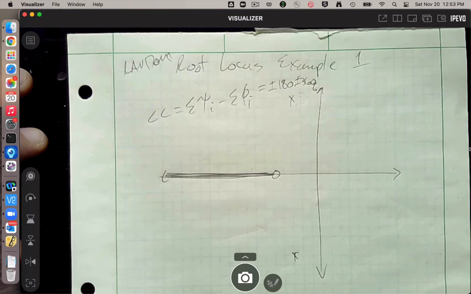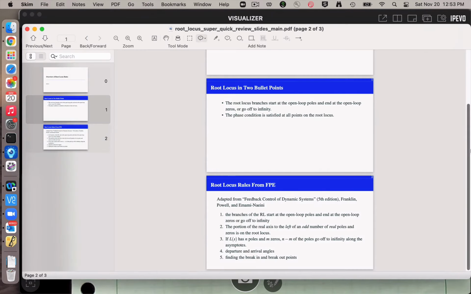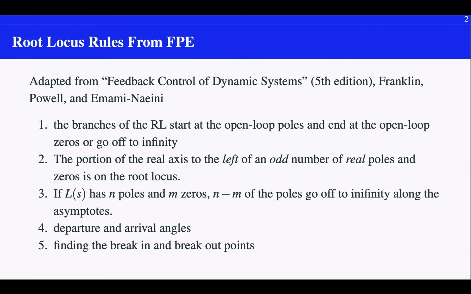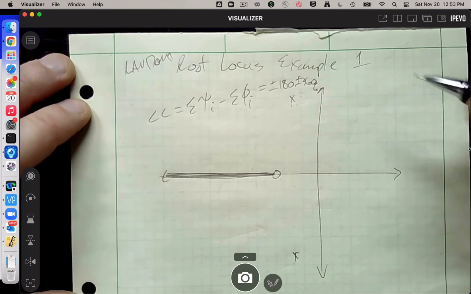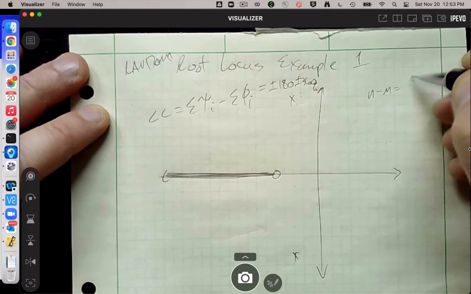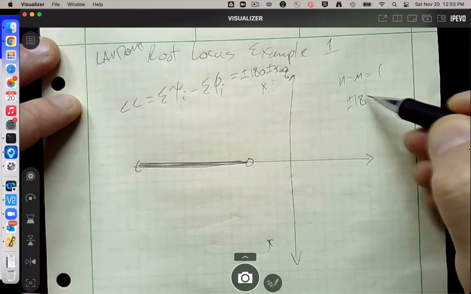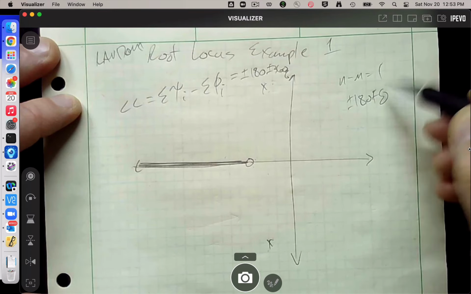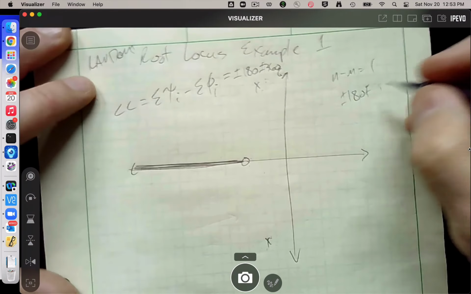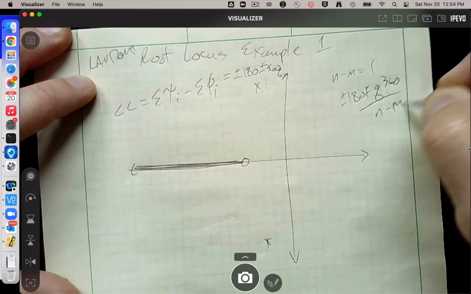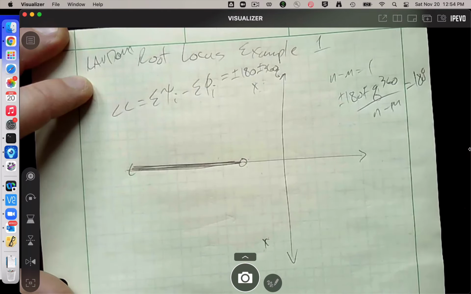Next, rule 2 tells me, I did rule 2, I'm sorry. Rule 3 tells me that I have n minus m asymptotes. In our case, n minus m is equal to 1. So if I take plus or minus 180 plus or minus q times 360 and divide that by n minus m, I get that I have one asymptote at an angle of 180 degrees.